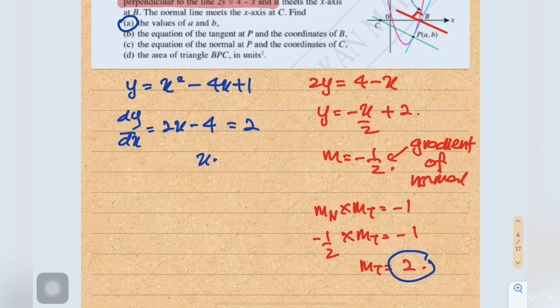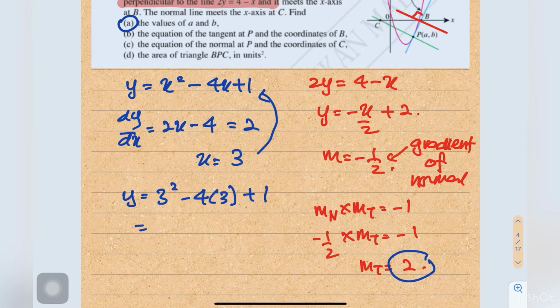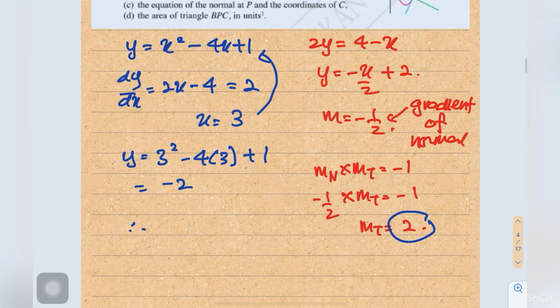So then we can find the coordinate of x, which is 6/2, which is 3. Then to find y, we substitute into the equation. So y equals 3 squared minus 4 times 3 plus 1. So this one 9 minus 12 plus 1 is -2. So therefore A is 3 and B is -2.